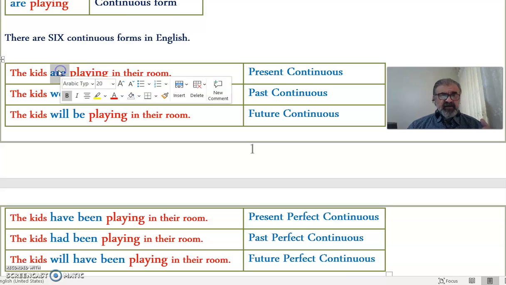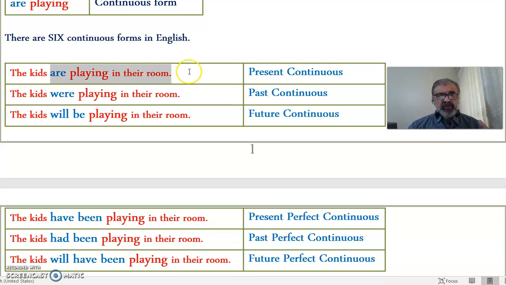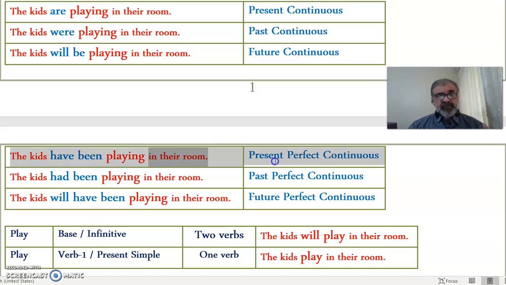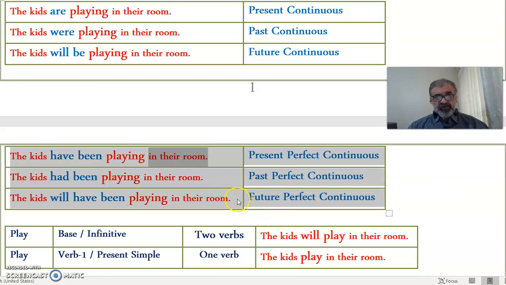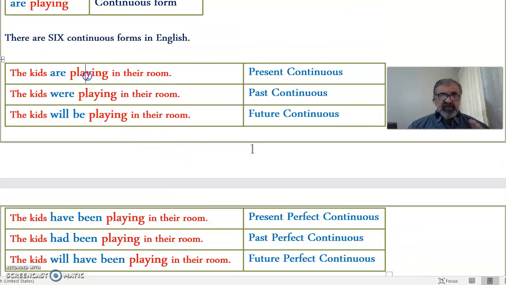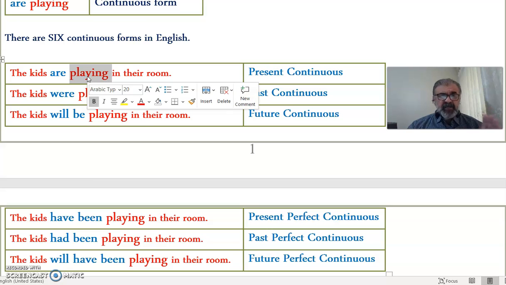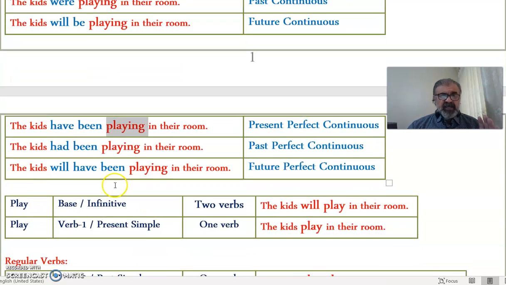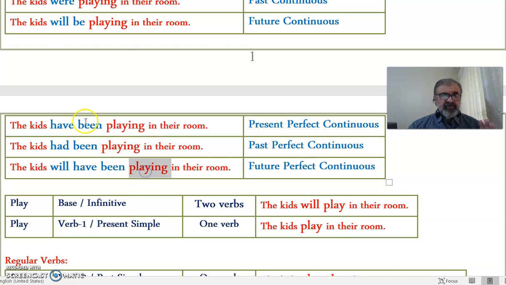Like in this case, are playing, present continuous, were playing, past continuous, will be playing, future continuous, while have been playing, present perfect continuous, had been playing, past perfect continuous, and will have been playing, future perfect continuous. As you can see, the present participle playing did not change in any of the 6 forms. What actually changed is the helping verb.